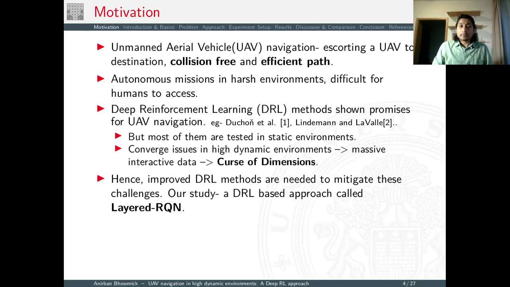One of the problems is that in highly dynamic environments we have massive interactive data because a large number of obstacles are moving around. This causes a chaos of dimensions. Due to this, all the deep reinforcement learning methods face convergence issues. Hence, in this study we will be studying a new improved deep reinforcement learning method, which is known as the layered RQN method.